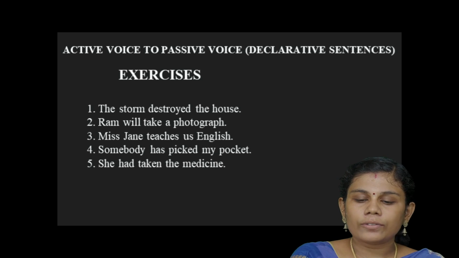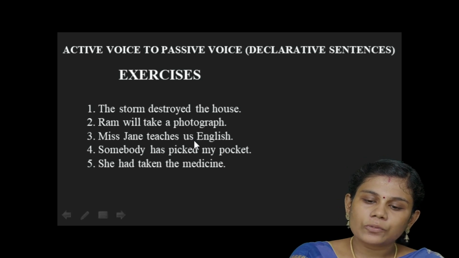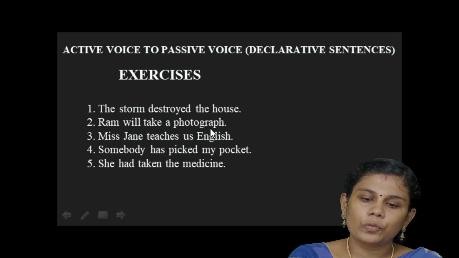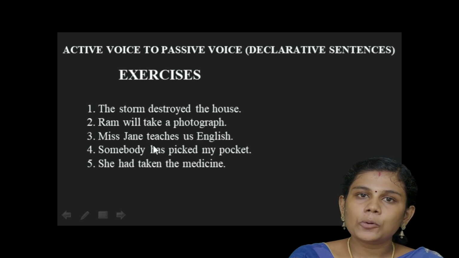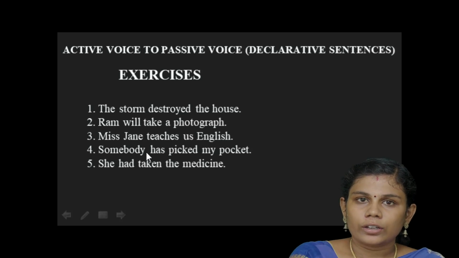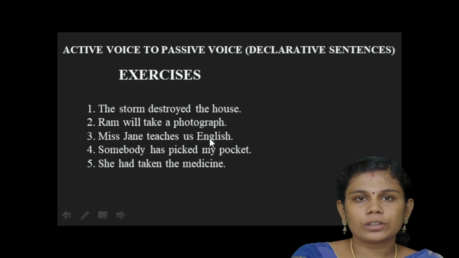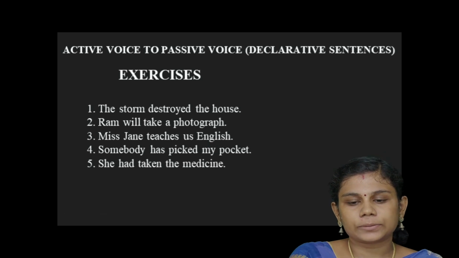Another answer: this us can be changed into we. So we is a plural pronoun. So we can use we are taught English. This object should come after that. So we are taught English by Miss Jane. So these two answers can be expected.